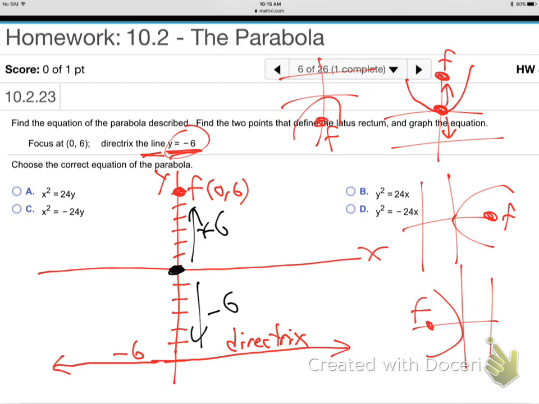Which way does it go? Up, down, right, or left? Which way does it open? It must be up, huh? Because the focus is always inside the satellite dish. All right, and where's the latus rectum?